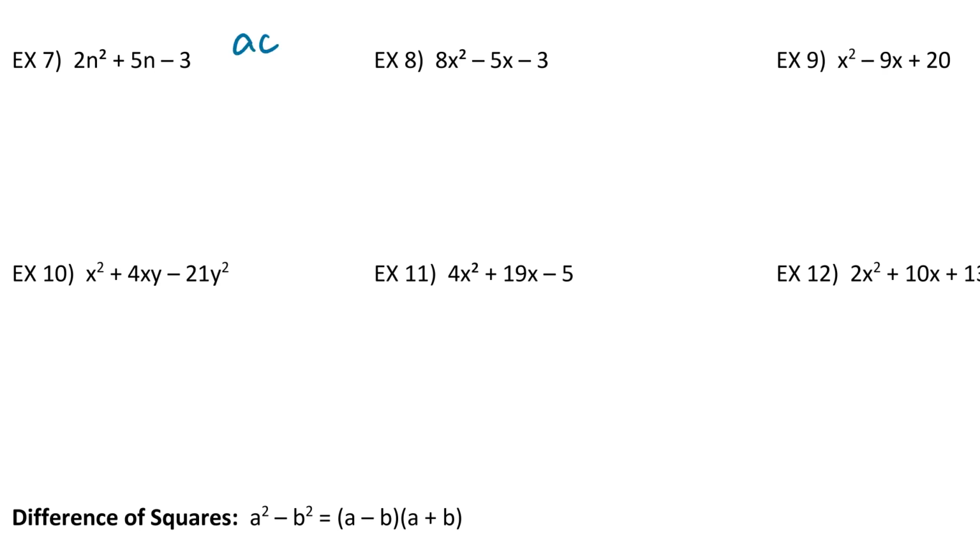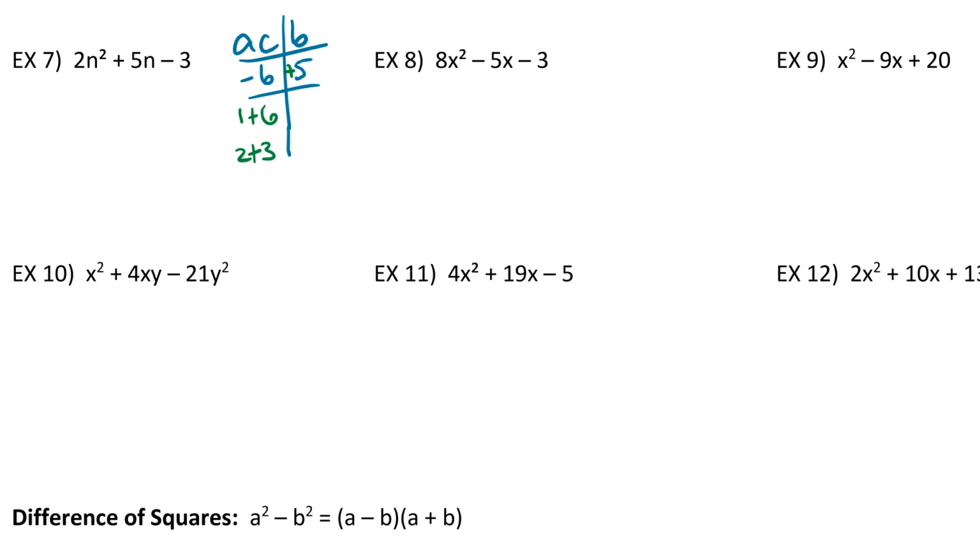So remember, we start off by making our chart. In this case, A times C would be 2 times negative 3, which would be negative 6. B would just be 5. So we need the factors of 6, 1 and 6, 2 and 3. Now remember, the sign of the bigger number matches B. B is positive, so we're going to make the bigger numbers positive.